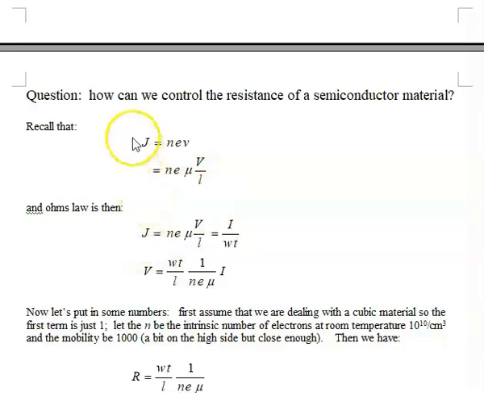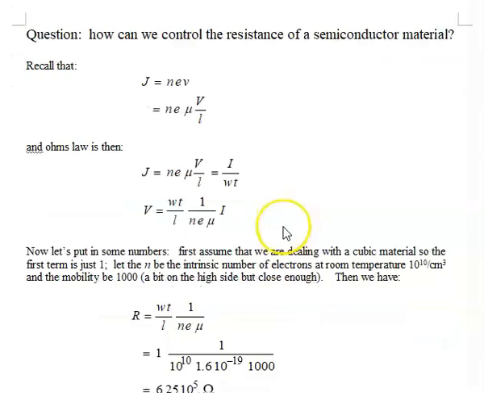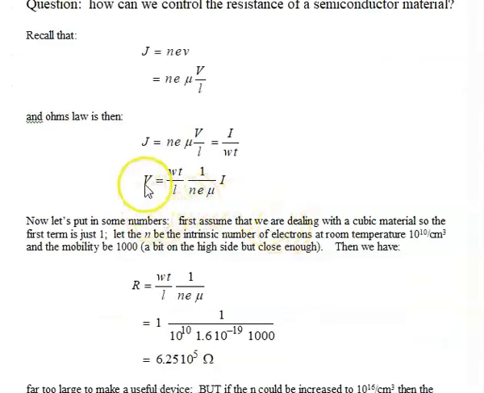Therefore, we continue here, and we say that the current density is equal to the current, because I want Ohm's law, divided by the cross-sectional area, the width times the thickness, and I rearrange things by isolating the voltage and bringing all the other stuff to the other side, and I get that the voltage is equal to some constant multiplied by the current. All of this constant is the resistance.